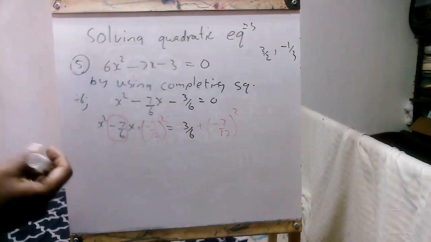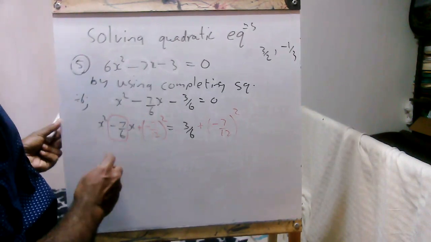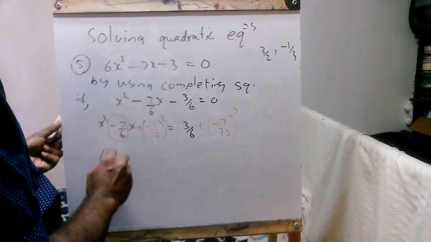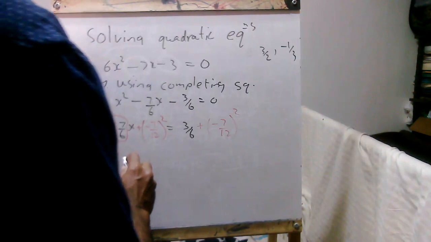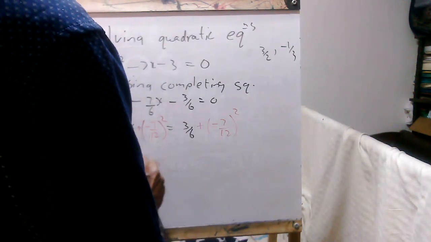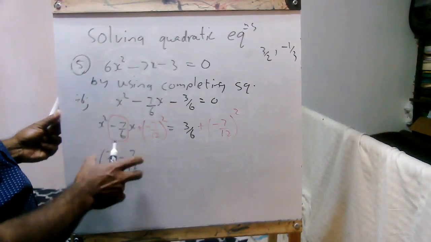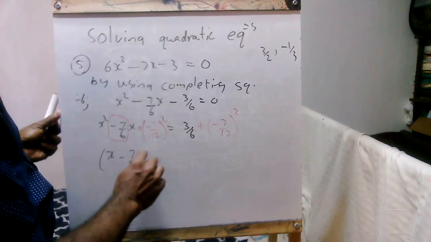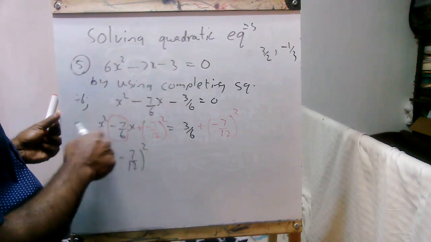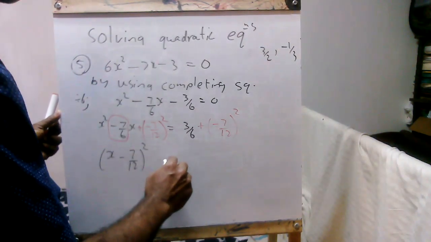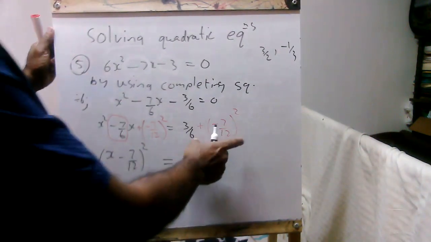Then on the left side we get a complete square. This is a complete square of x minus 7 over 12. When you square this you get plus here, therefore check this out, x minus 7 over 12 whole thing squared. This side should give you this side. We can simplify.